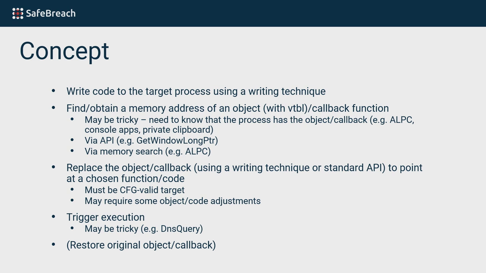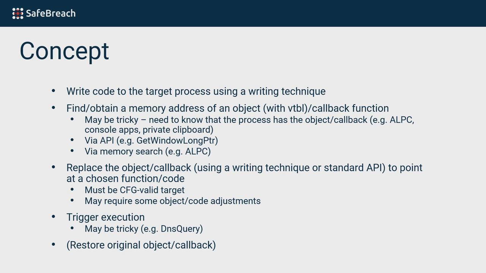For example, whether the process uses ALPC or not, whether the process is a console application or not, whether the process has a private clipboard or not. It's not a very generic approach is what I'm saying. This finding slash obtaining can be done either via the standard Windows API, like GetWindowLongPtr, or via a memory search, which is the case for ALPC, the ALPC attack.